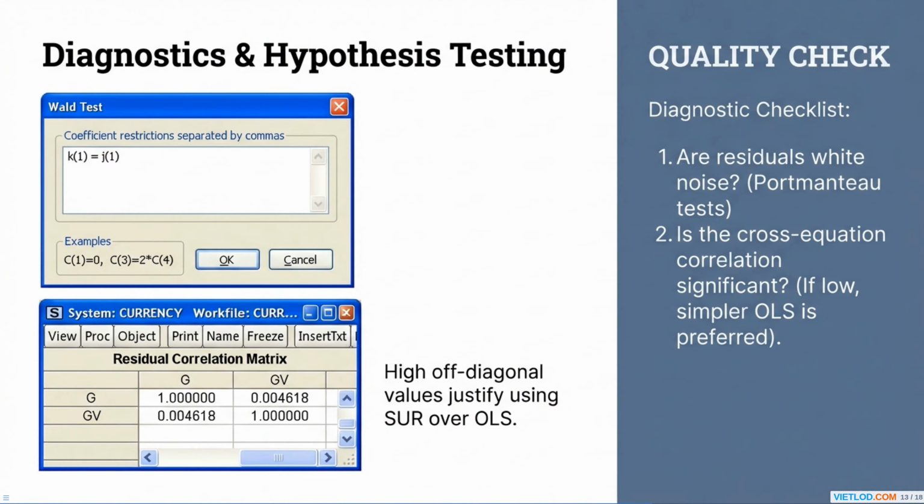For example, in the output for the currency system, the determinant residual covariance is 0.0095356.